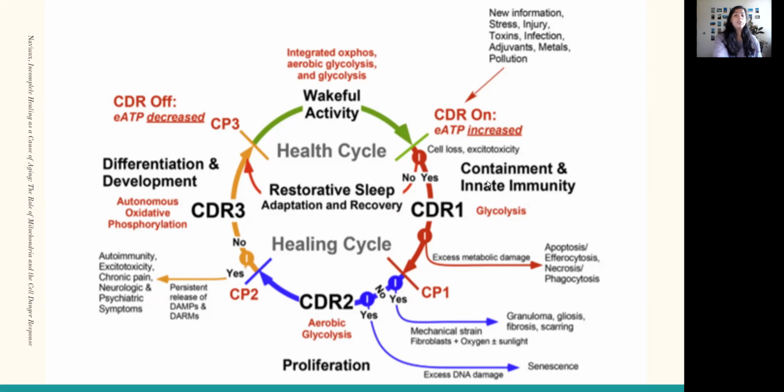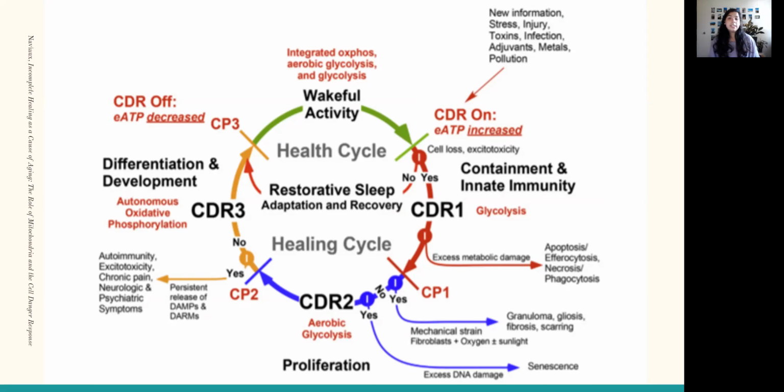And so with that CDR flip on, you have a few choices right off the bat. You could have your cell die, or it could go into restorative sleep, which kind of lets it skip ahead in the line and go straight to the end of the CDR response and head almost directly back into the health cycle, where it's in wakeful activity. However, if it doesn't do that and it heads into CDR1, you're going to go into what's called the containment and innate immunity stage.